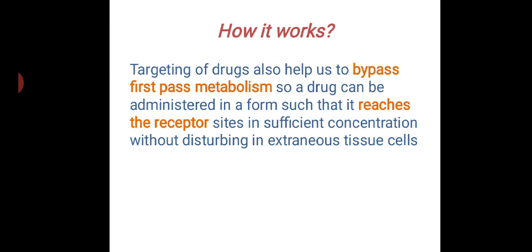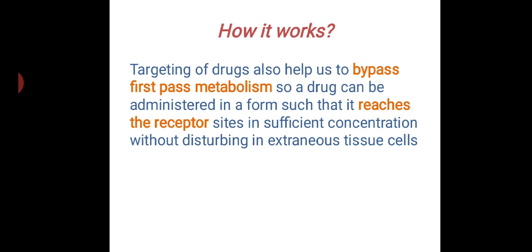It basically bypasses the first pass metabolism. There are so many methods by which it works. One of the methods is that it can bypass the first pass metabolism and reach the receptor. As we know, first pass metabolism occurs by the gut walls and by the hepatic liver cells. These are the hepatic cells.